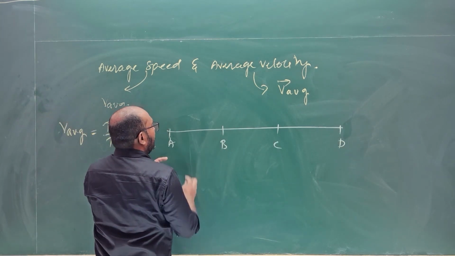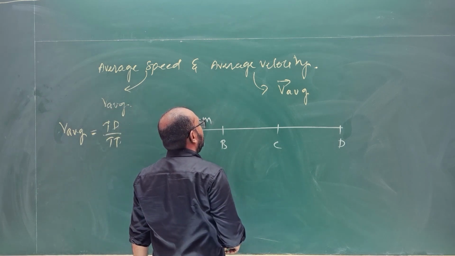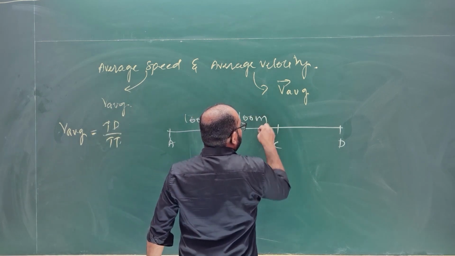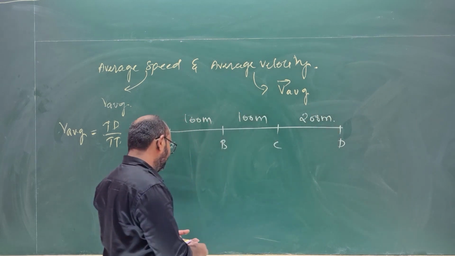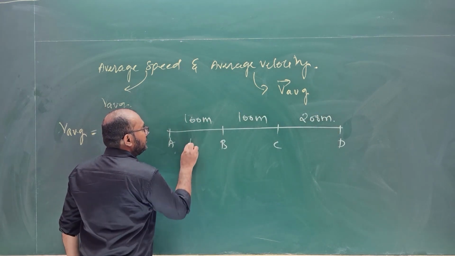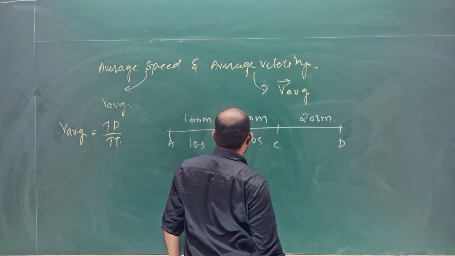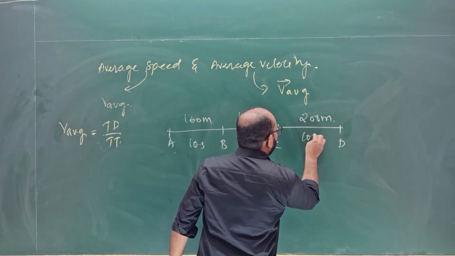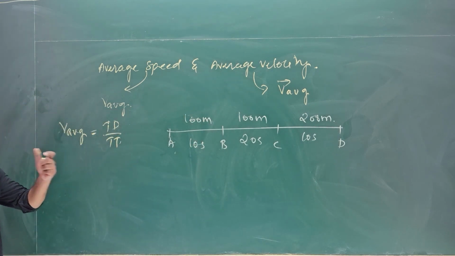A to B, the body traveled 100 meters. Then B to C it again traveled 100 meters. Then C to D, consider the body traveled 200 meters. A to B the body took 10 seconds. Then B to C the body took 20 seconds and C to D the body took 10 seconds.